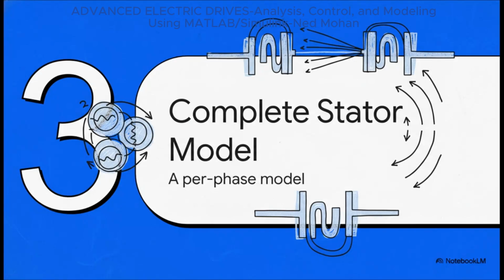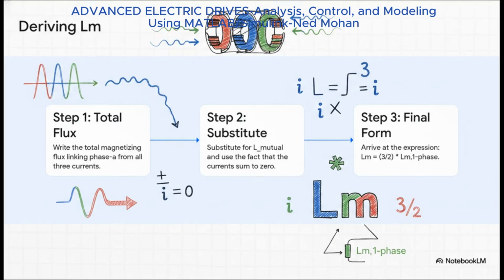All right, we now have the two essential building blocks, the self-inductance of one phase and the mutual inductance between phases. Now we can finally assemble these parts to create a complete and much more useful per-phase inductance model for the entire stator when it's operating under balanced conditions. So how do we combine all these different effects into one useful number?